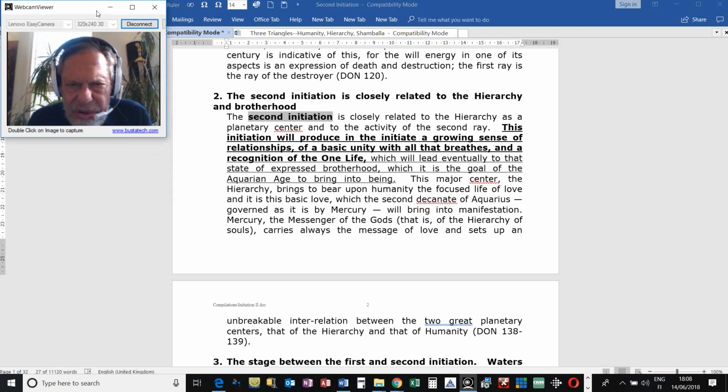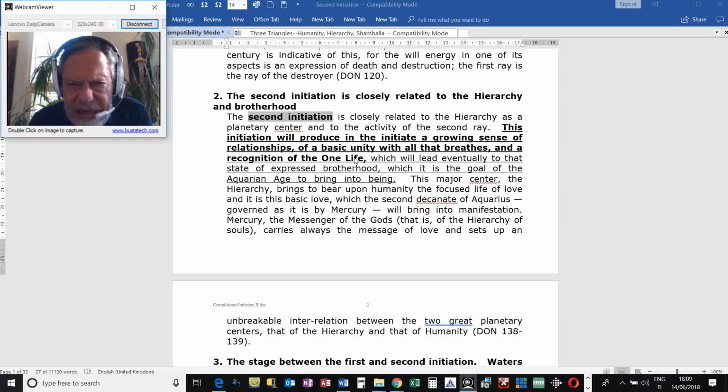So all of these factors are operating after the second degree, that we are not in isolation, but we are in fact related to many, many things in various ways, and that these many, many things are basically unified. The various forms of life, all that breathes, maybe even the minerals breathe in their own way, they are all unified somehow, and a recognition of the one life.